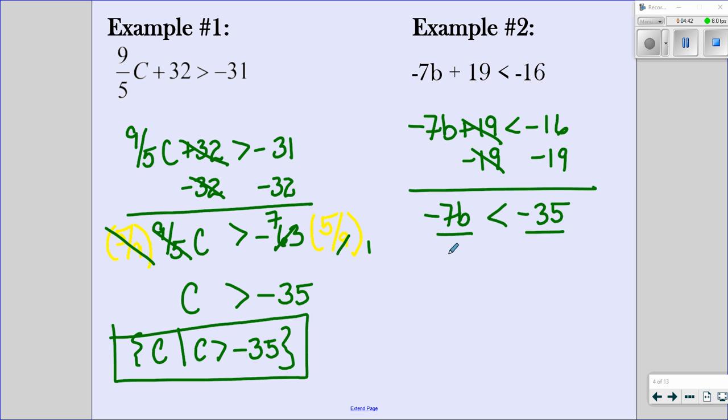And then I'm dividing by negative 7. And remember, when you're dividing by a negative, when dealing with inequalities, you flip the inequality symbol. So that will turn like this. And then you have 5. And then my last thing, the set builder notation.